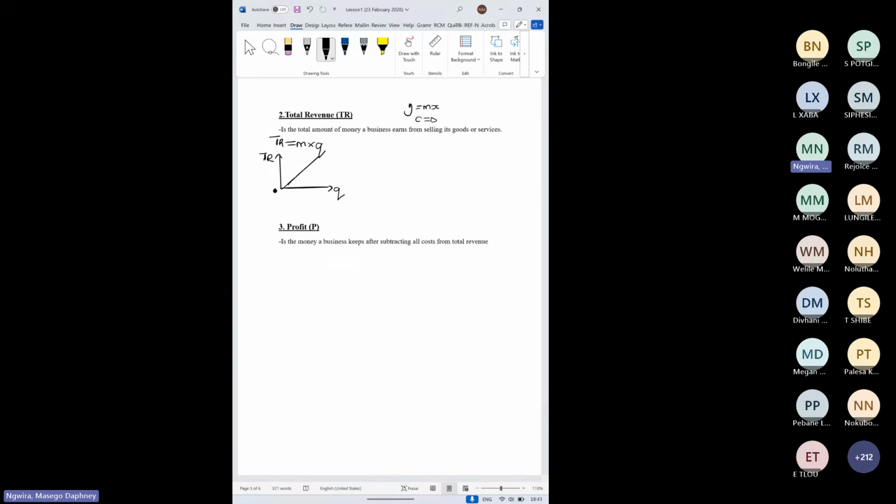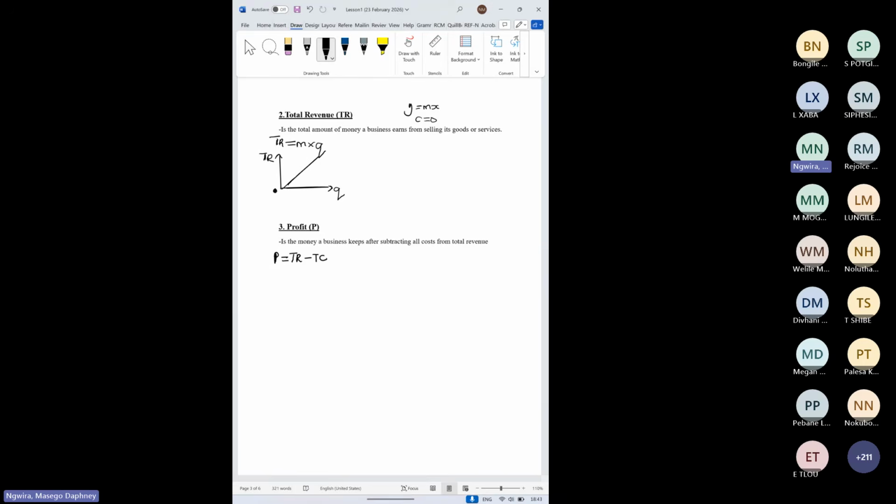So profit, it says it's the money a business keeps after subtracting all costs from total revenue. So we normally say profit is selling price minus the cost price. And then in your textbook, also in your study guide, it says that it is the difference between revenue and cost. So meaning that the function or the equation for profit is P is equal to total revenue minus your total cost.